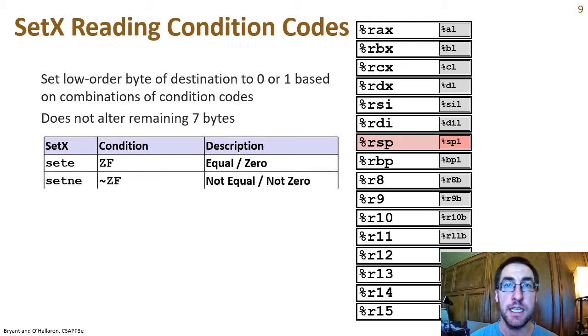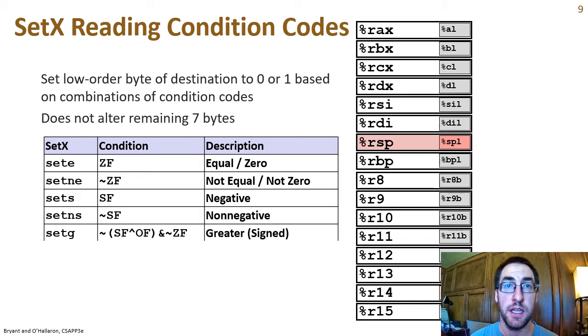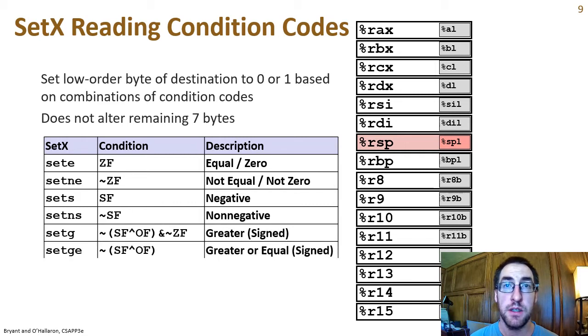The opposite condition is set NE for set not equal, which will set the operand if the zero flag is cleared, and vice versa. The sets for set signed and set not signed do the same with the sign flag. This is used to check if the result was negative or not. Then there are several set instructions that deal with inequalities. These are used after a compare instruction.